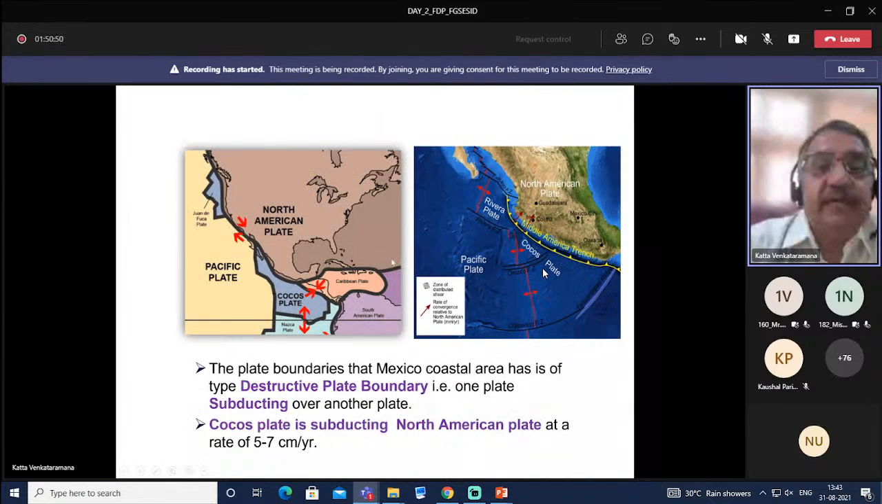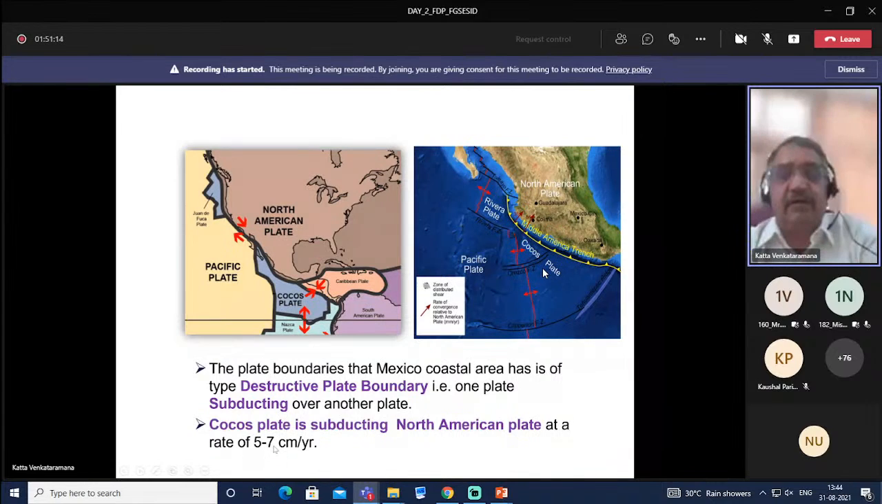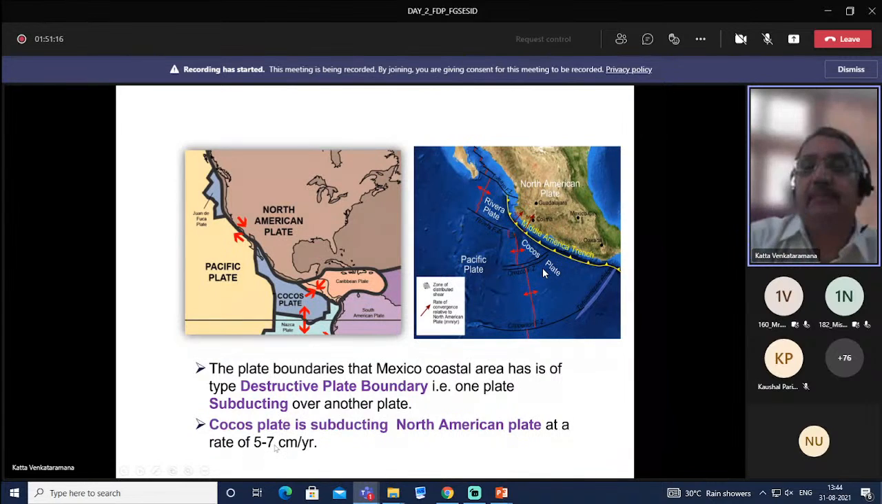You can see here, the plate boundary that Mexico's coastal area has is a destructive plate boundary, with one plate subducting under another plate. This is the Cocos plate, and this plate is moving under the North American plate. The Cocos plate is subducting beneath the North American plate at a rate of 5 to 7 centimeters per year. Same thing is shown here.